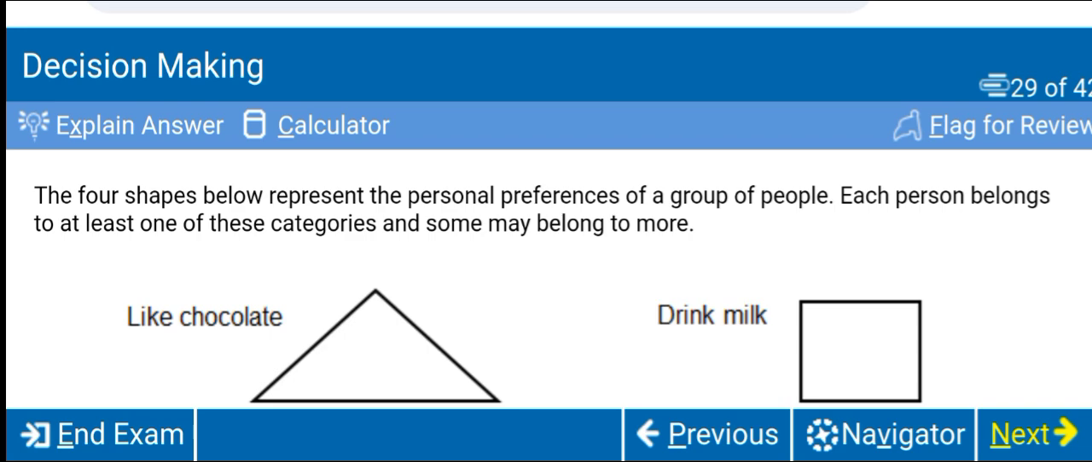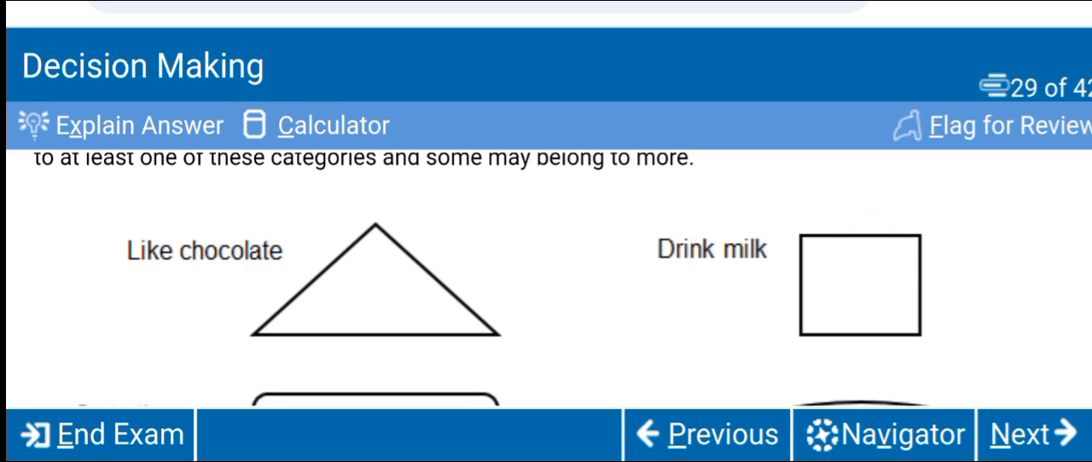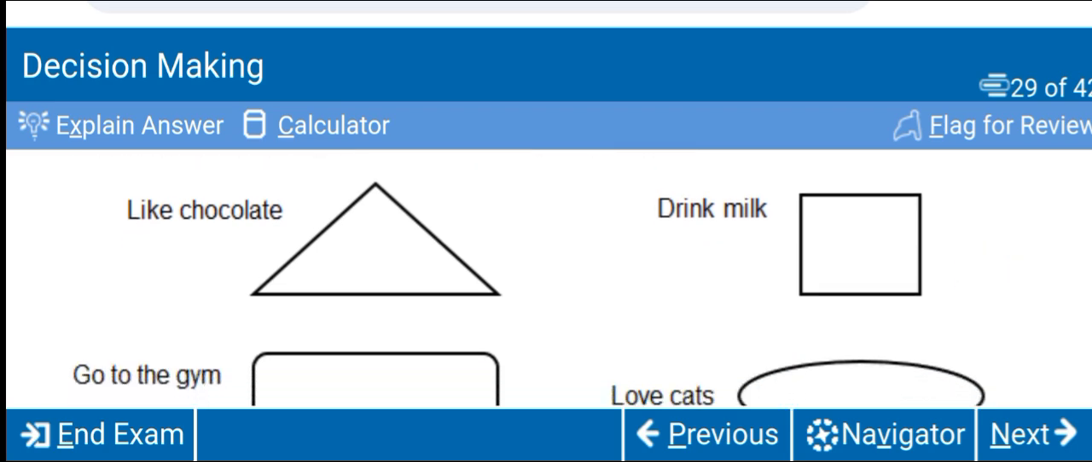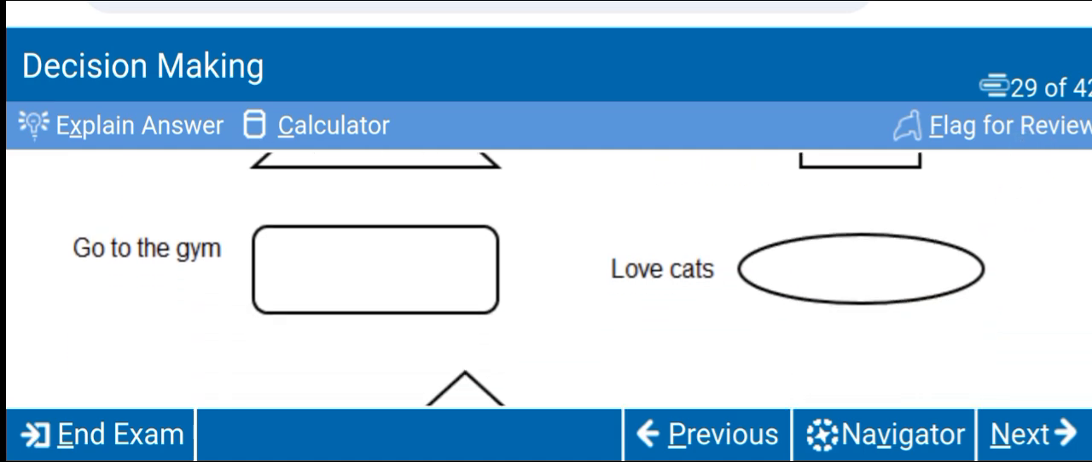The 4 shapes below represent the personal preferences of a group of people. Each person belongs to at least one of these categories and some may belong to more. So here we have the first shape, a triangle, which represents like chocolate, and the second shape, a square, represents drink milk. The rounded rectangle represents go to the gym. The oval shape represents love cats.